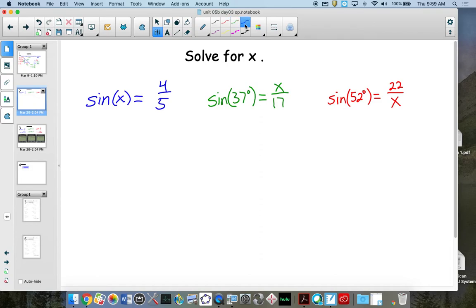So for the first one, that's like the opener, we need to find the angle. So we need to undo the sine function. So we're going to do the inverse sine of the opposite side. So we're going to do the inverse sine of 4/5.